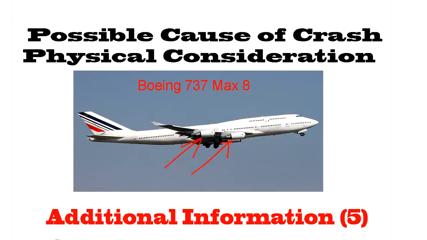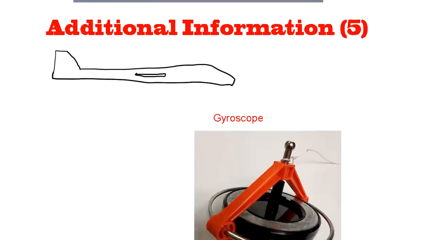Possible cause of crash, physical consideration. This is for the people learning college level physics, to utilize the physics knowledge to understand what's going on with the Boeing 737 MAX 8. In the last video, with additional information, we got that Boeing knew there's a problem with the pitch detection and the software, so they turned it off for the delivery of a new airplane to Southwest.